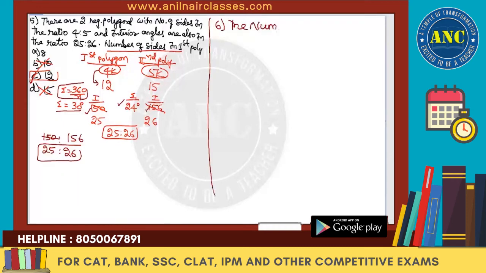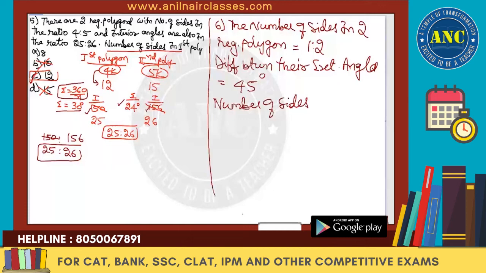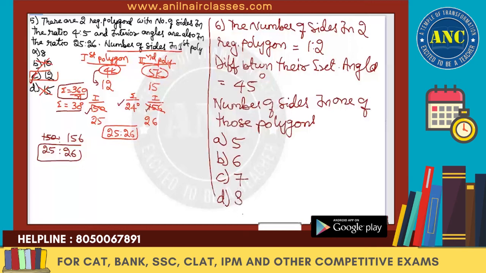The number of sides of two regular polygons are in the ratio 1:2. The difference between their exterior angles is 45 degrees. Find the number of sides in one of those polygons. Options are 5, 6, 7 and 8.